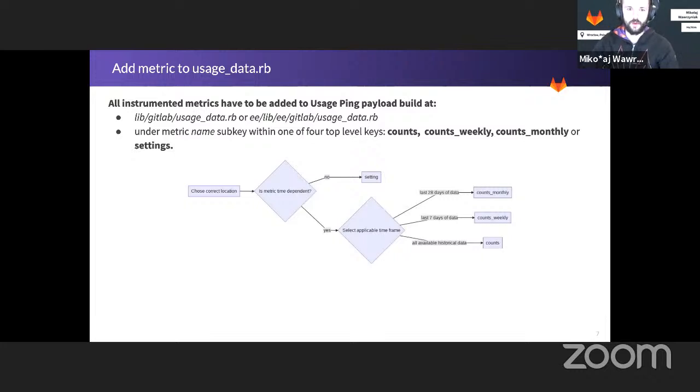Then you should consider one of the top level keys that are available. Those keys are counts weekly, counts monthly, or settings. How to choose the correct top level key? You first have to answer the question if the metric that you want to instrument is time dependent or not. If it's not time dependent, then you should place it under the settings top level key. And if it is time dependent, then you should consider which time constraint is applied: whether this metric is calculated based on the last 28 days of data, the last 7 days of data, or includes all available historical data. Then counts weekly or counts monthly, correspondingly, should be selected.